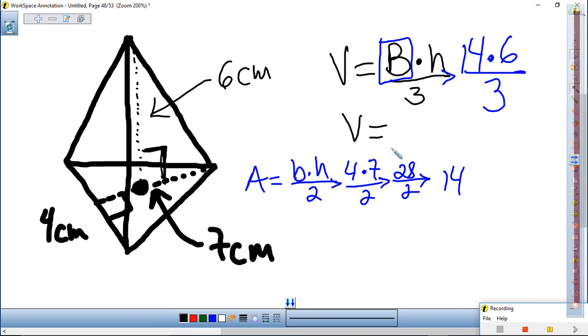Tell your neighbor what you got, see if they have the same thing. Let's see what you get for this one, Donovan? 28 centimeters cubed. Hands if you got that. That is correct. So what do you notice different from yesterday's? All you have to do is what? One more step, which is divide by 3.